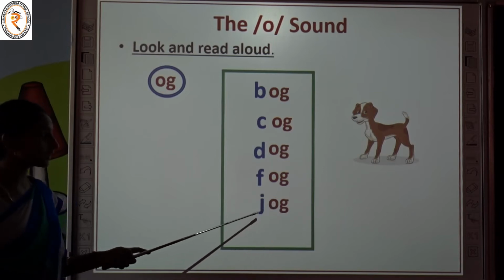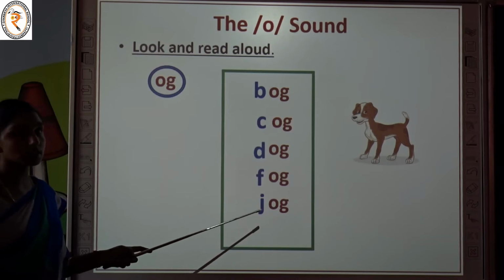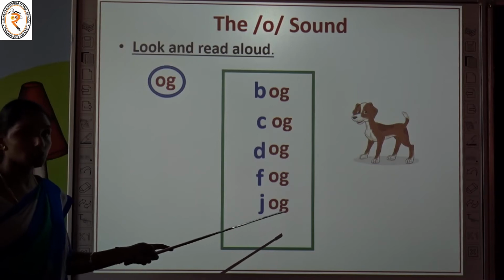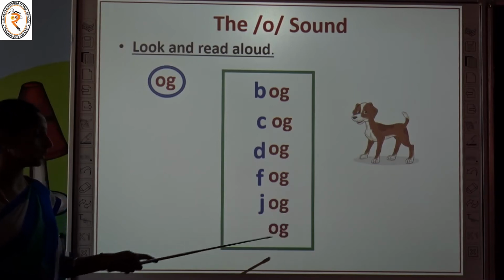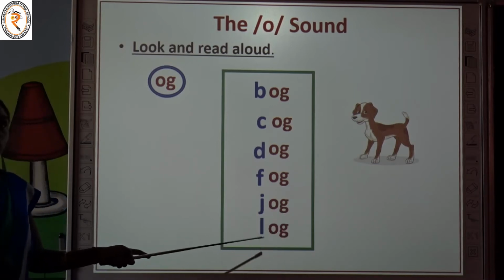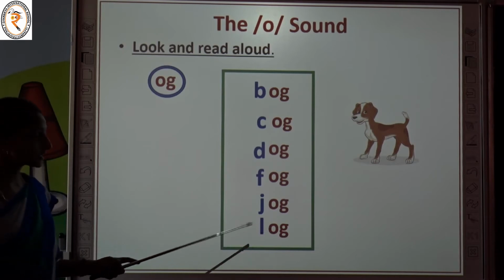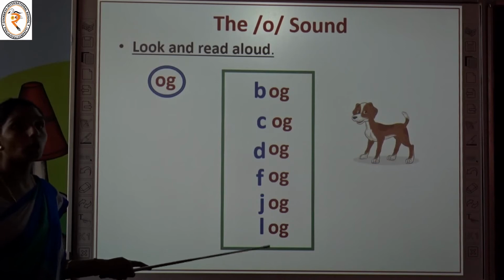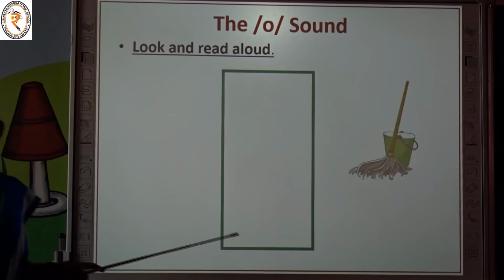Again a letter is added, that is J. What is the sound of the letter J? Ij. Ij plus og, jog. Very good. Super. Now it's your turn. Try to pronounce these letters L, O, G. Il plus og, log. Very good. Super. Move on to the next one.